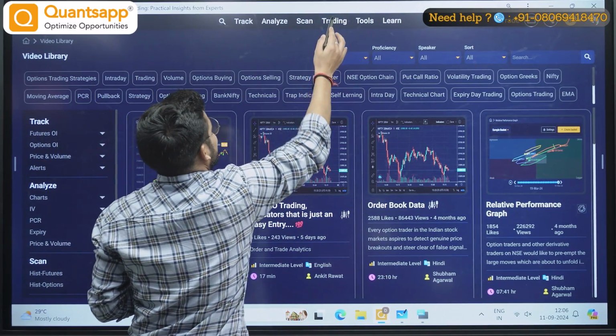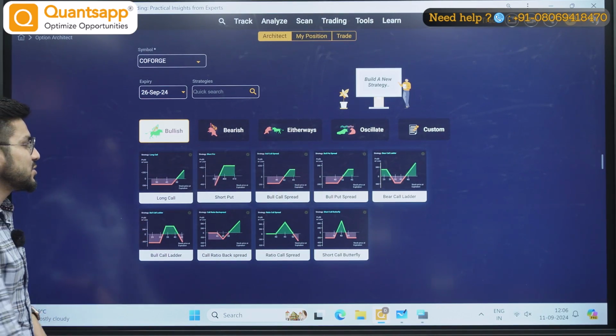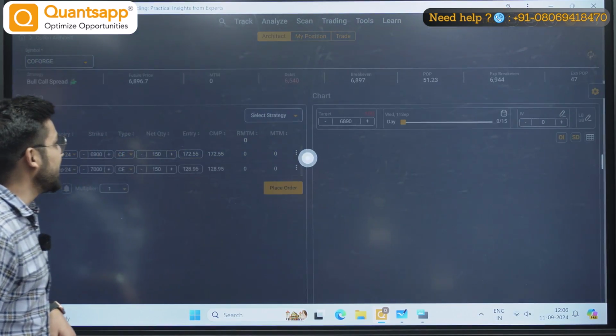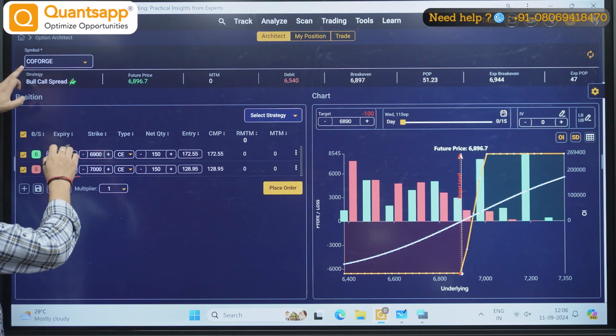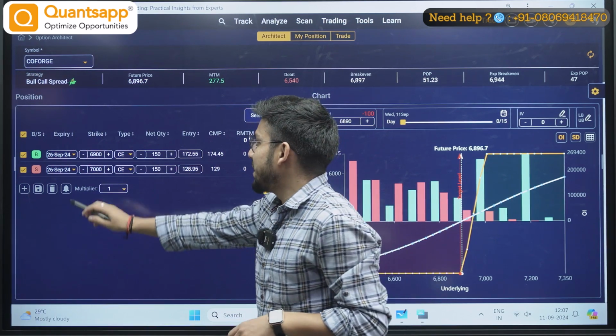For that, in trading, we have the option architect, right? If you are going with the bullish sentiment, we have the bull call spread and bull put spread. So let's see how you can choose this. For now, if I'm taking coverage, you have to select the same expiry, right? So I have selected the same expiry.